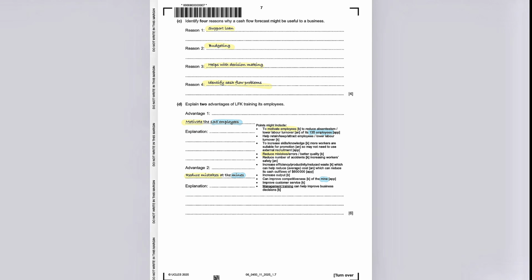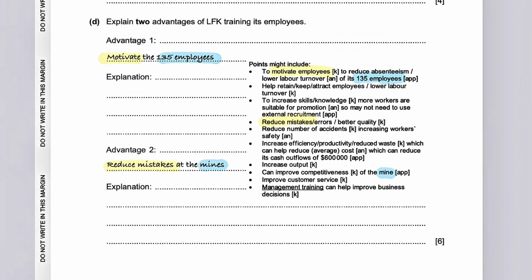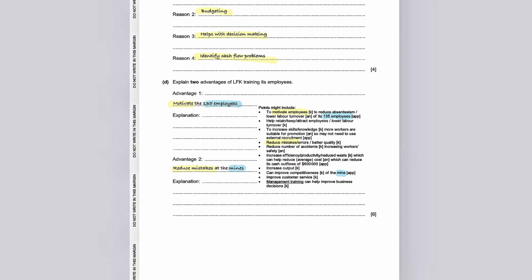For question C, the command term in this case is identify, which is 4 knowledge points, hence why there are 4 reasons here. For question D, we skip the analysis again and we identify the 2 advantages of LFK training its employees. Motivate the 135 employees and to reduce mistakes at the mines.